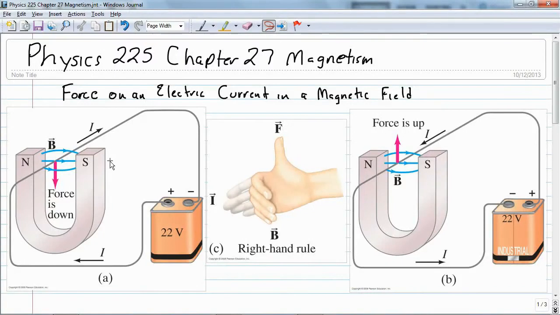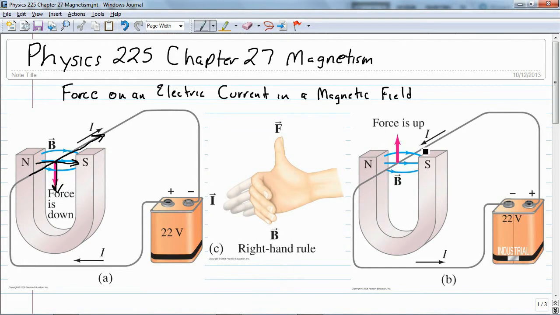One of the interactions that we see between electric current and a magnetic field is that there's a force that is created due to the interaction. Now, if you notice in this drawing, we have a current flowing from front to back through this wire. Magnetic field is going from left to right, and there is a force in the down direction.